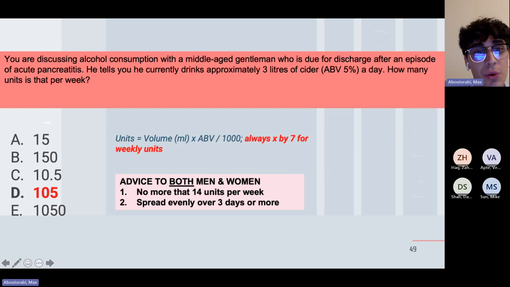It's D. So the calculation is volume in millilitres times the ABV, and then divided by 1,000. Something that always catches people out is to make sure you know if it's per week or per day, because that will obviously change how many units the person's drinking. The common advice for both men and women is you shouldn't drink more than 14 units a week, and you should spread this evenly over 3 days or more, to prevent binge drinking or any acute alcoholic liver diseases.